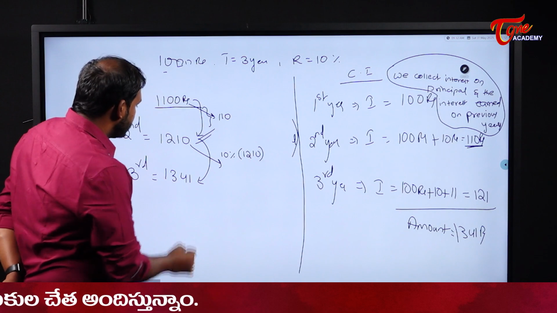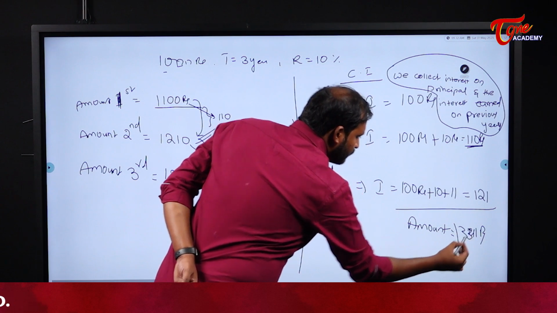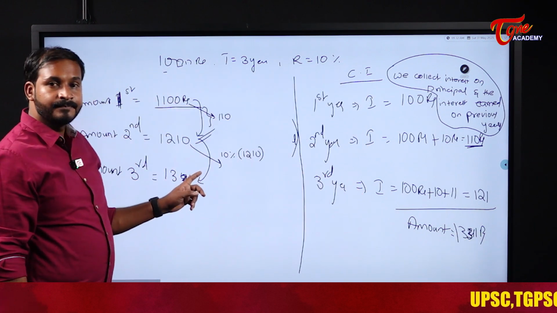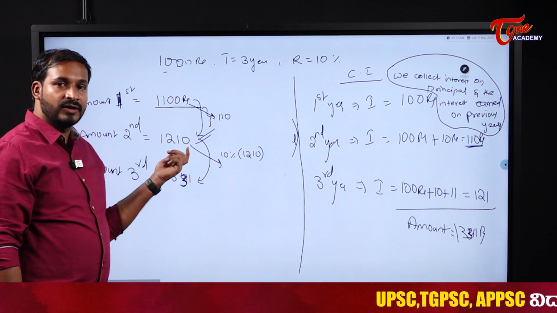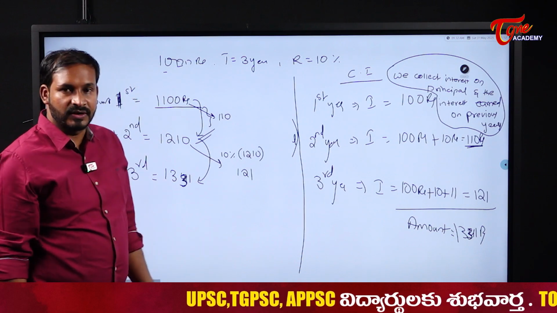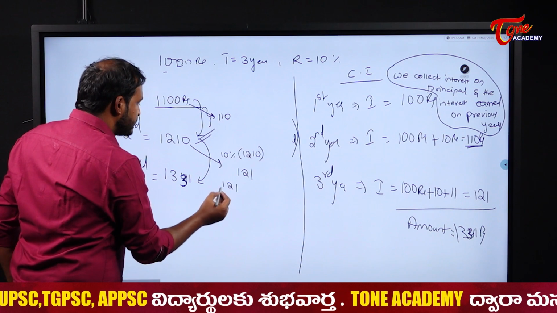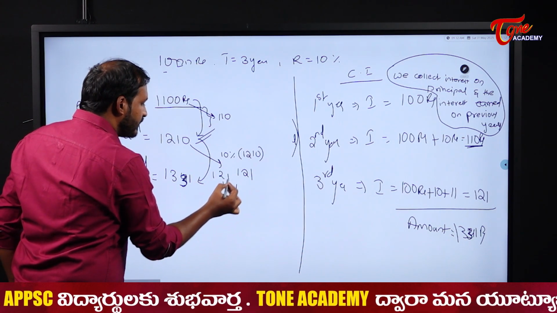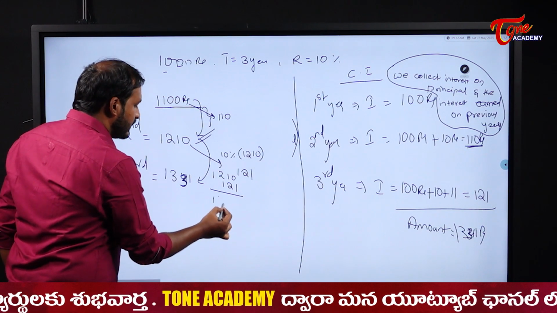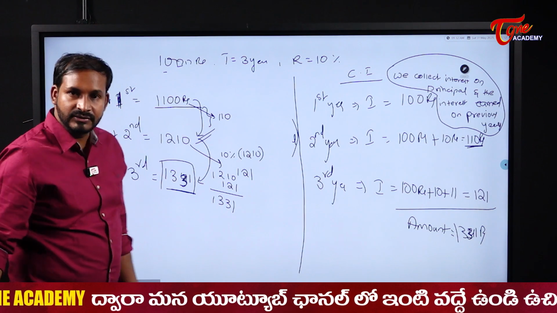Sorry, here this is 1331 only. What is 10% of 1210? It will become how much? 121. So 121 plus 1210, what does it become? 1331. This is the value which we will get.